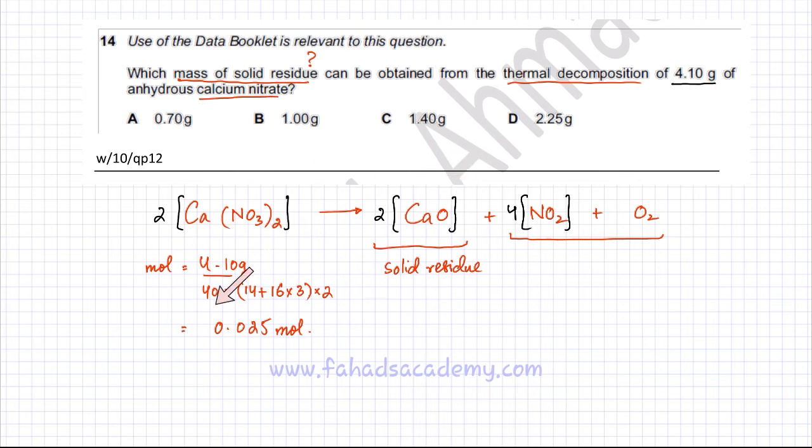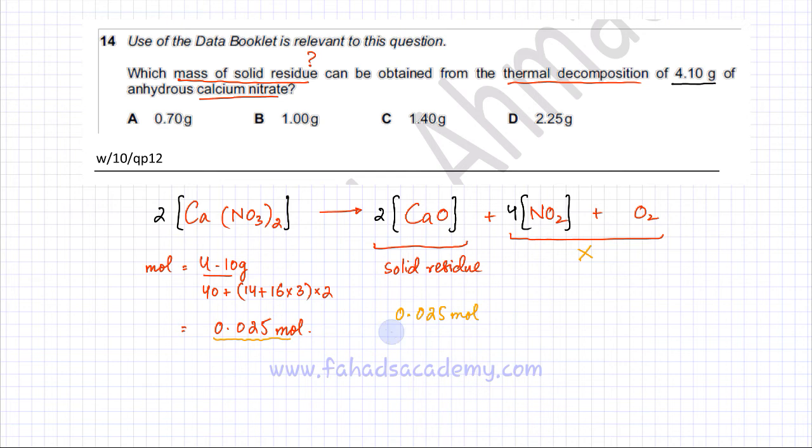So you're getting 0.025 moles of calcium nitrate, which means you're going to get exactly the same moles of calcium oxide. It's going to be 0.025 moles, and we're going to ignore these gases. He's not asking for the mass of the gases. So you're getting 0.025 moles of calcium oxide.